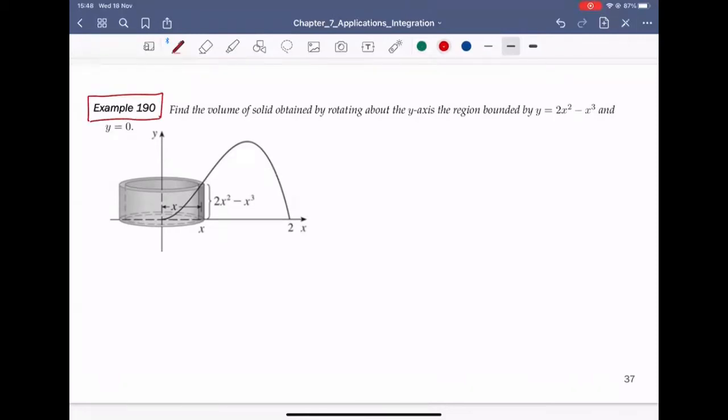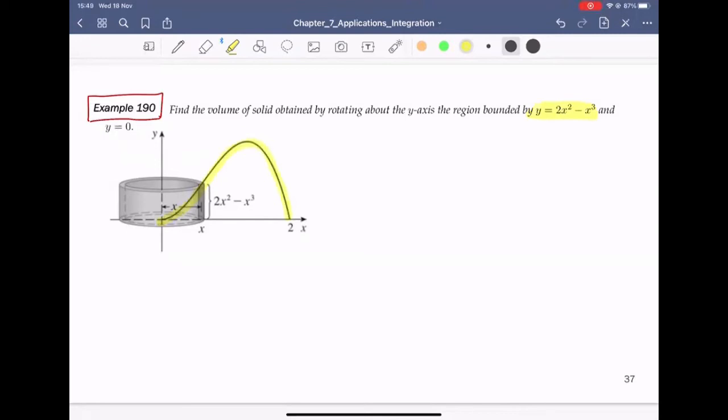So we want to find the volume of the solid obtained by rotating about the y-axis the region bounded by y equals 2x squared minus x cubed and y equals 0. This is the one that you cannot draw by hand. So if the graph cannot be drawn by hand, we're going to give it for you.